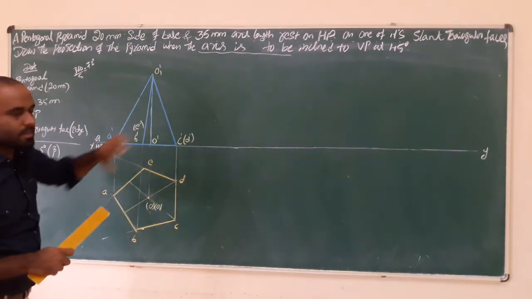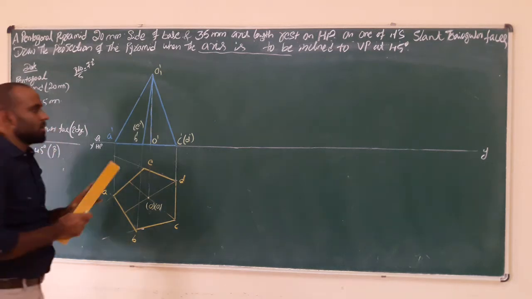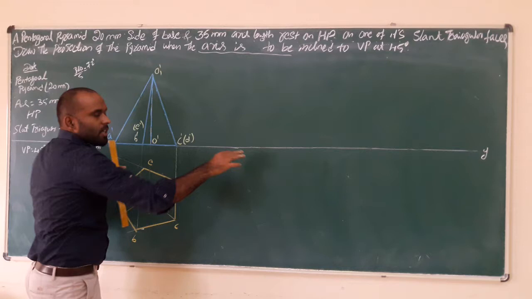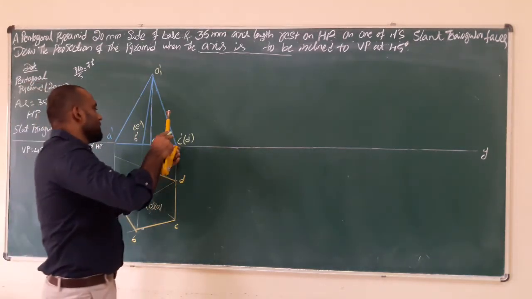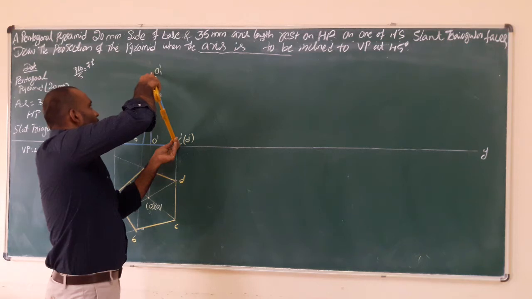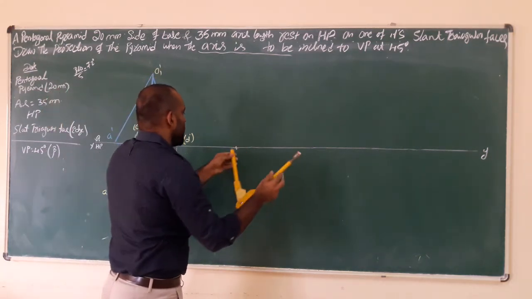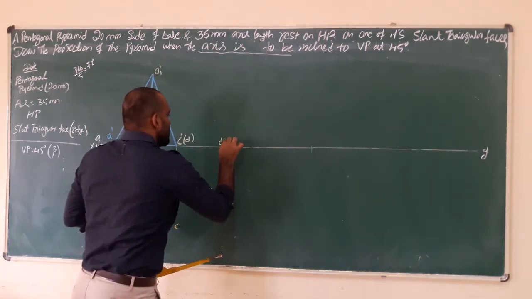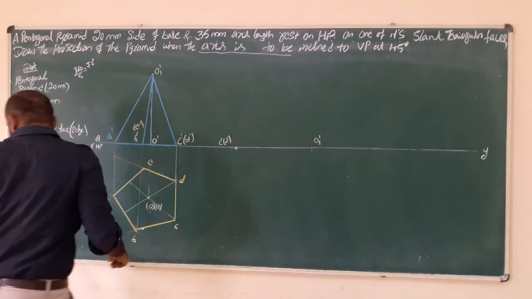After that you have to incline some angle, but here the slant triangular face is given, so that's why the slant triangular face you have to incline at 0 degree angle. So I take the measure O to O, select any one corner at O, that point is called C dash, D dash, O1 dash.